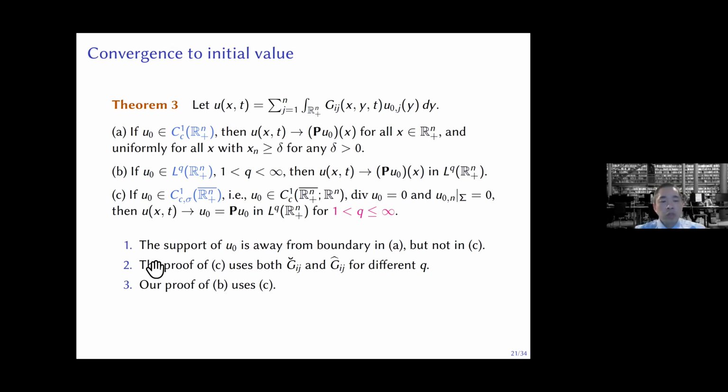I just want to mention that to prove this, we have to use both G breadth and G height for different q. So I think for big q, we use G breadth. For small q, we use G height. And that's because we have boundary singularity. We need this guy to take care of boundary singularity.